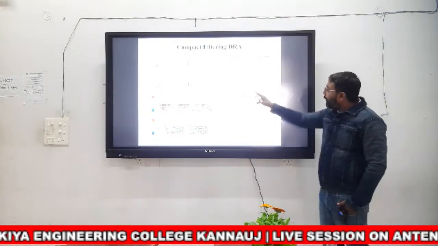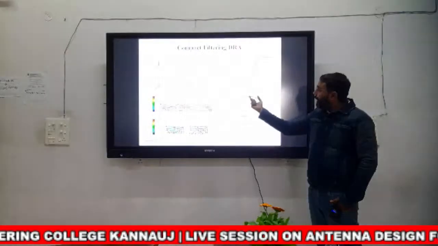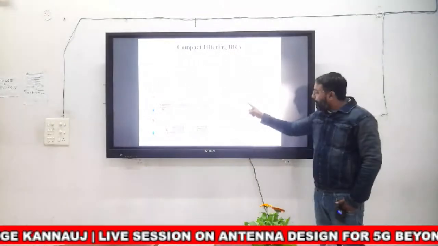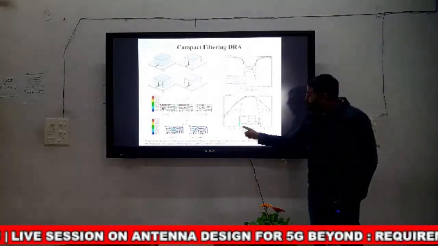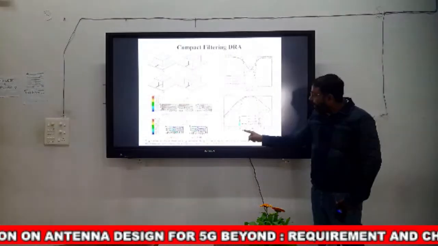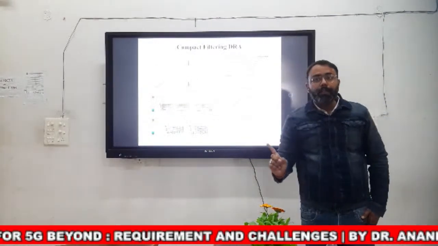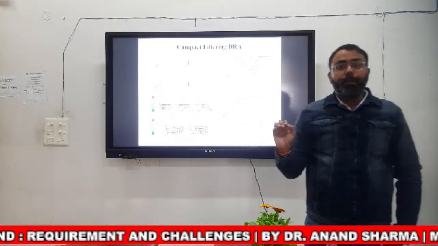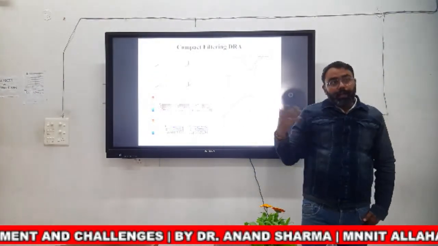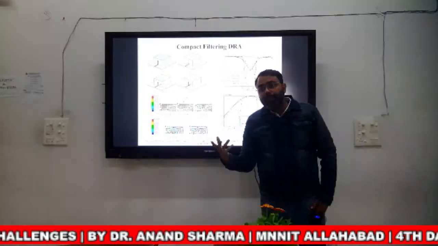Okay, and in this operating band, the gain is approximately 5 dBi, while outside the band, the gain is drastically reducing and it is going towards minus 30 dB. Minus 30 dB. Okay. Let us suppose that the gain is minus 30, what is the gain?